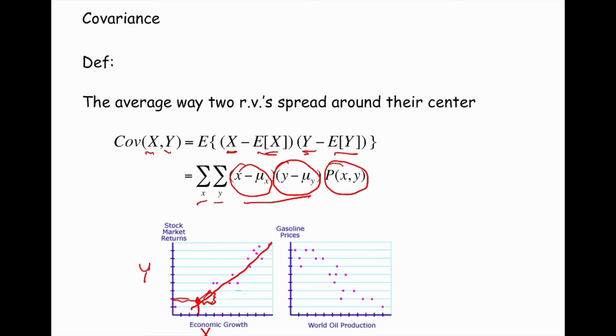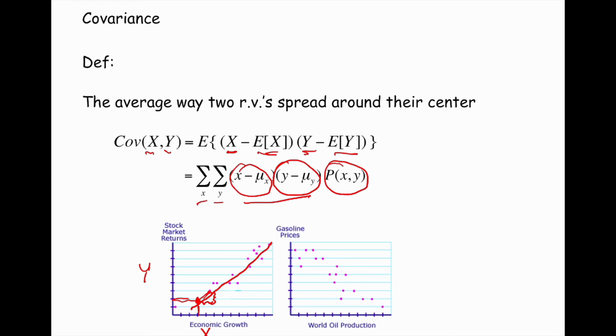Likewise, for the graph on the right-hand side, we have another system. On the horizontal axis, we have world oil production, and the units there would be barrels of oil. And on the vertical axis here, we have gasoline prices. And simple supply and demand says that if you have more oil, well, gasoline is derived from oil. If you have more oil supply, the cost of gas goes down, right?